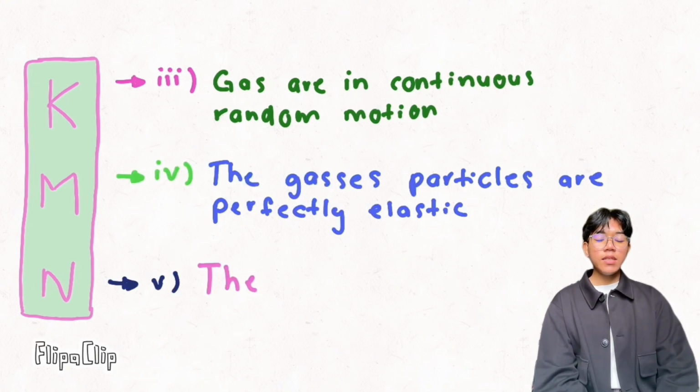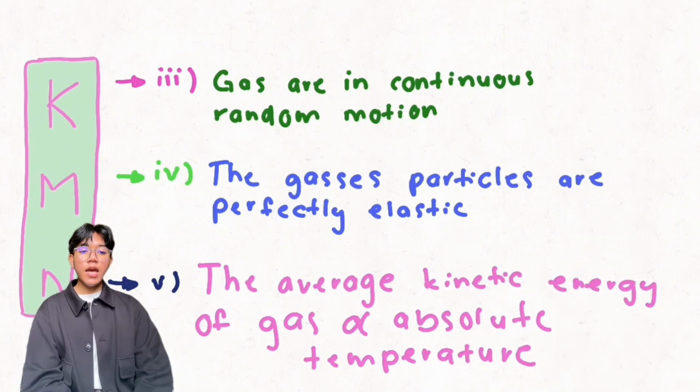Fourth, the gaseous particles are perfectly elastic. For example, they bounce back. Lastly, the average kinetic energy of gas is proportional to absolute temperature. Deviation from ideal gas behavior happens under 2 conditions. First is at high pressure, second is at low temperature.